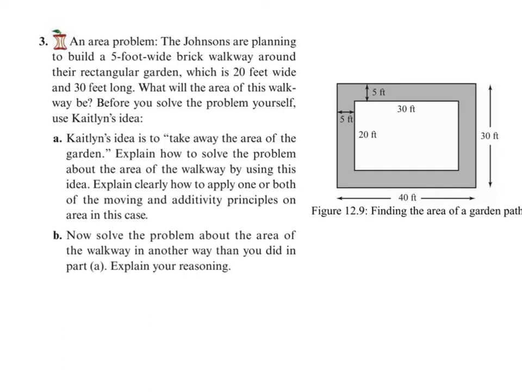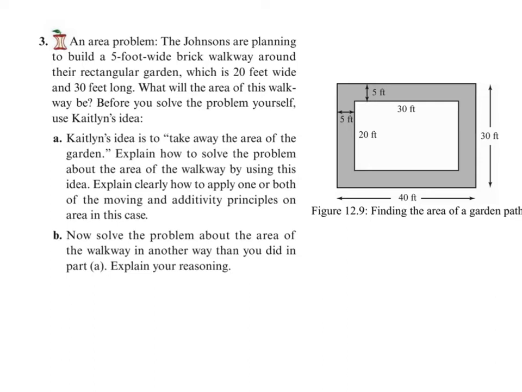Before you solve the problem yourself, use Caitlin's idea. Part A, Caitlin's idea is to use the takeaway area model. So basically find the area of the larger rectangle, and subtract the area of the white rectangle. What will be left is the shaded area. So it wants us to explain clearly how to apply these moving and adaptivity principles to this area. Technically, this would be a takeaway type problem.